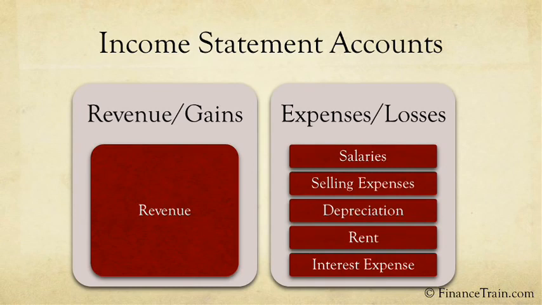The two income statement accounts are shown on screen. As you can see, within the revenue account, there is one main account for revenue. This is where the company's primary revenue is recorded. Apart from that, there can be other accounts for items such as dividend and interest earned, money earned from sale of assets, capital gains, etc. However, there will be many expense accounts representing different expenses incurred by the business. Examples include salary expenses, selling expenses, depreciation on assets, rent, interest paid, and so on.